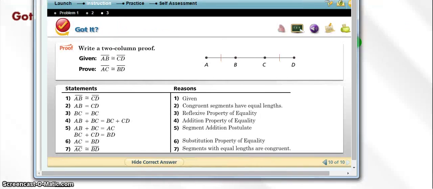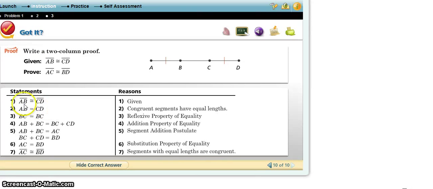Here's your answer. So we know that AB is congruent to CD, that's given. We know that congruent segments have equal length, so we can just say that they are equal to each other. You can read the rest of this.